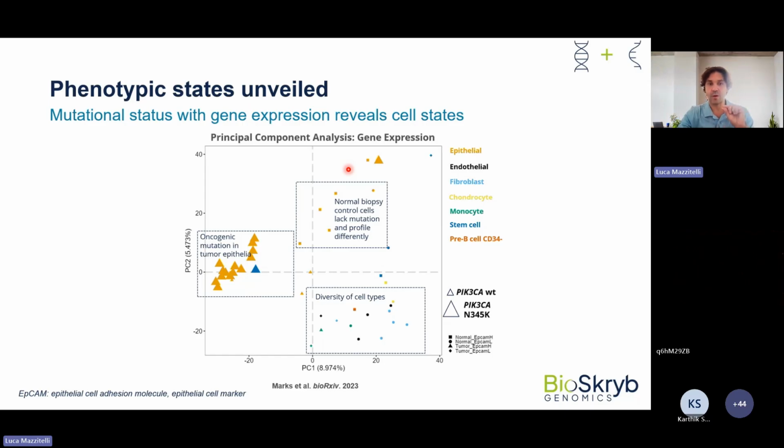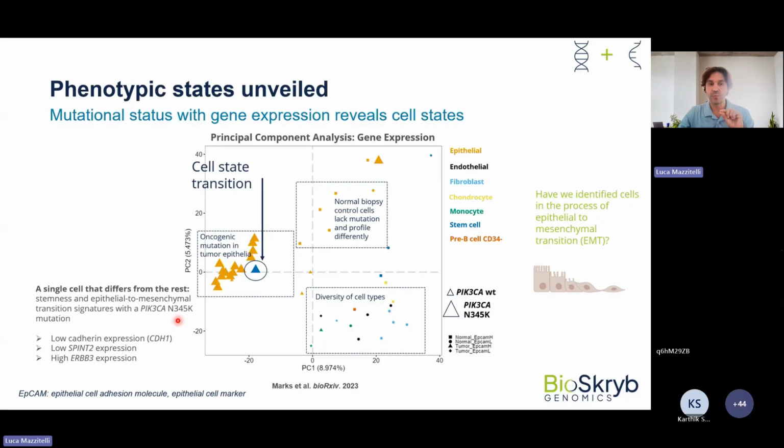One thing that I want to highlight is that in this group of cells, one stood out. This is a cell that shows a transcriptomic profile similar to a stem cell, but is carrying the mutation in the PIK3CA gene. So this probably shows that this is a cell in transition, in the process of epithelial to mesenchymal transition. So that's the power of how to reveal cell states by combining the two pieces of information.